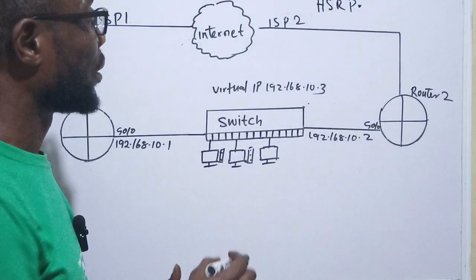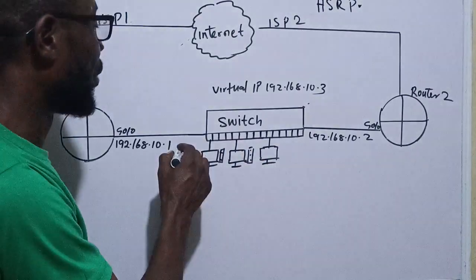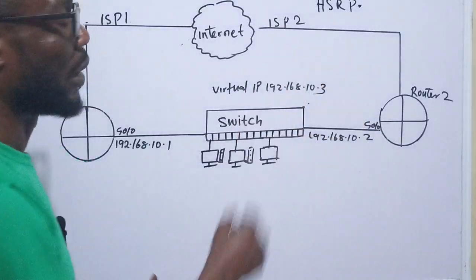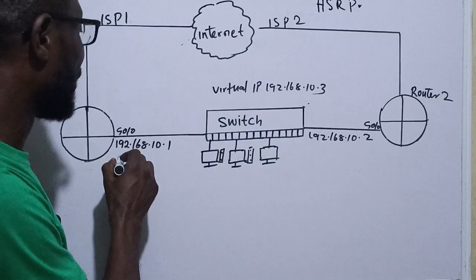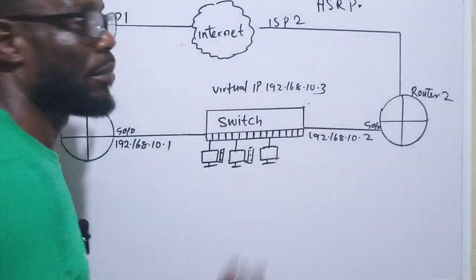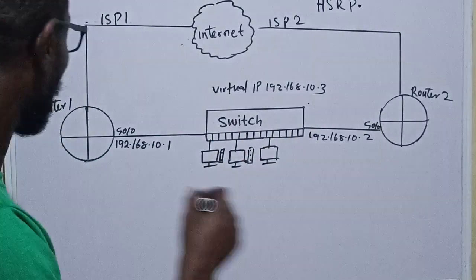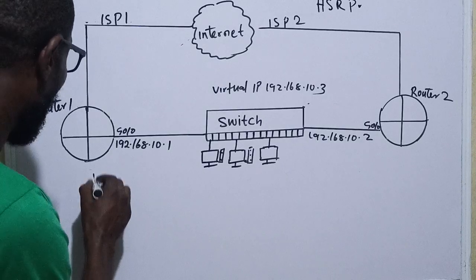So you configure it in such a way that if this link goes down, this link takes over, ISP2. Which means I configure this link to be active and this to be standby. Okay, so we start with the configuration of your router.